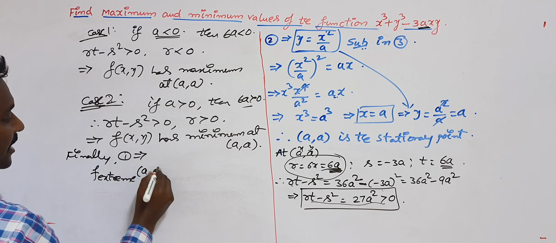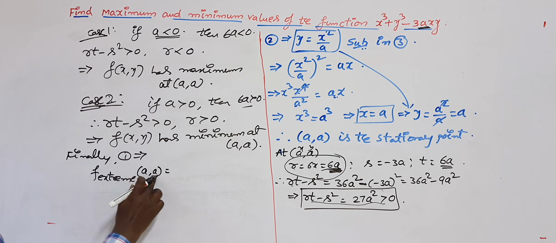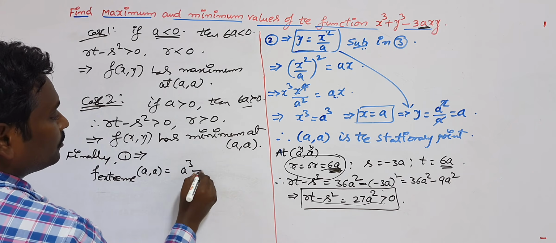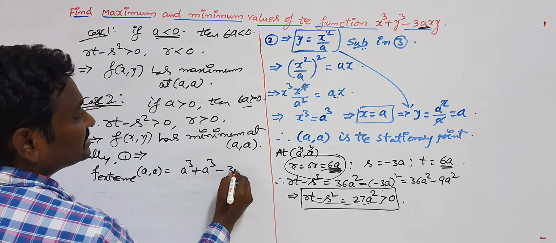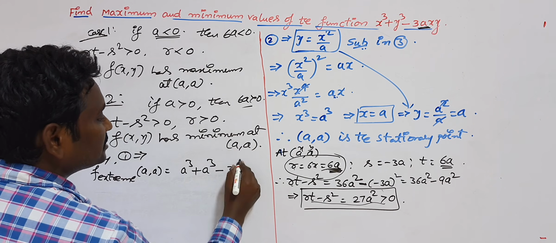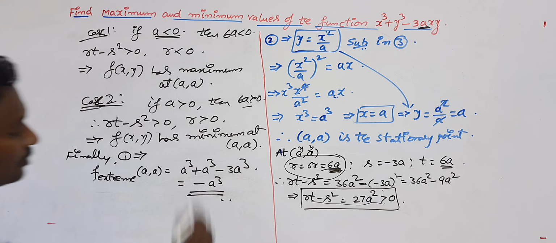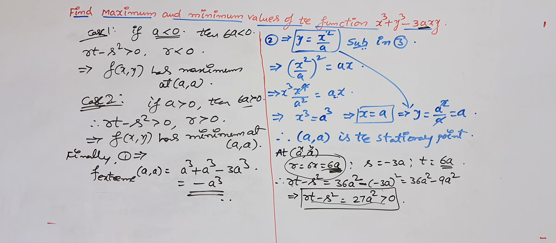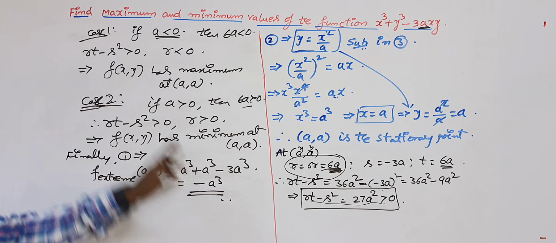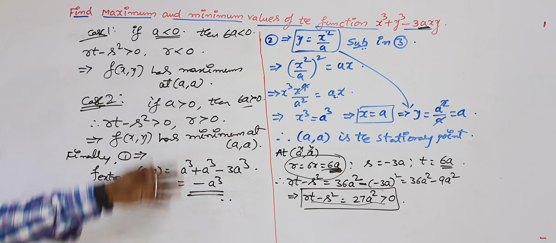So, at a comma a, replace x is equal to a and y is equal to a in the given function. So, a cube plus a cube minus 3 into a into a into a. So, it is also a cube. So, 2a cube minus 3a cube, it is minus a cube. So, in this way we can get the extreme value. This extreme value may be a minimum value, otherwise a maximum value according to the a value.